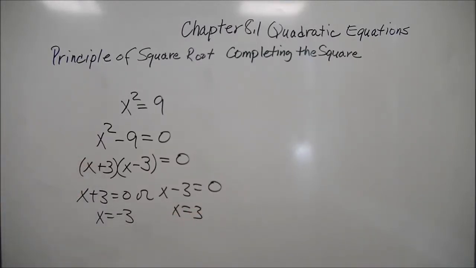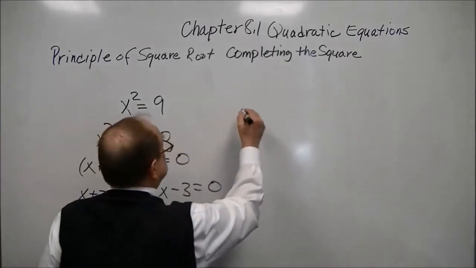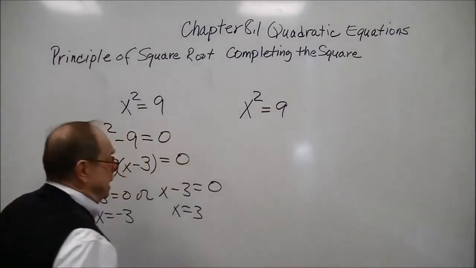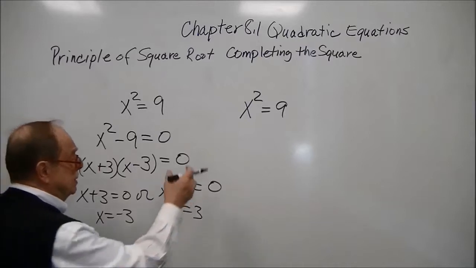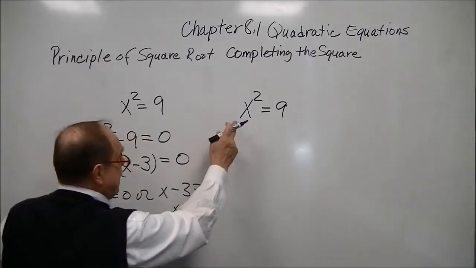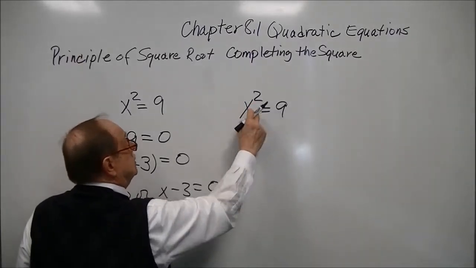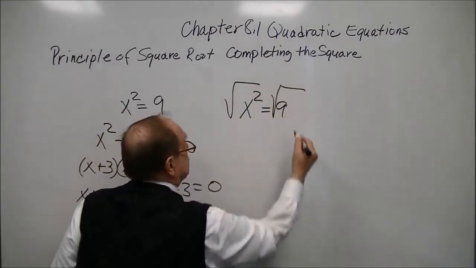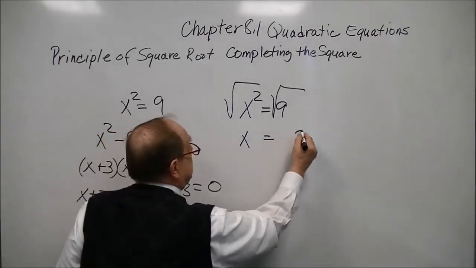Well, in this section, we're going to introduce the principle of square root. This sort of comes from Chapter 7, when we were dealing with square roots. If we wanted to find out what x is, we could just take the square root of this side and the square root of that side. This would be x, and this would be 3.